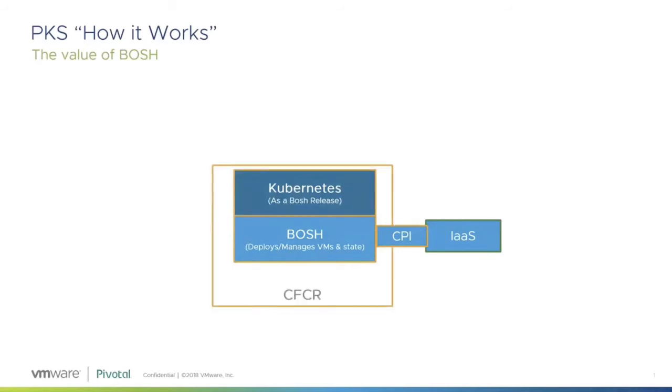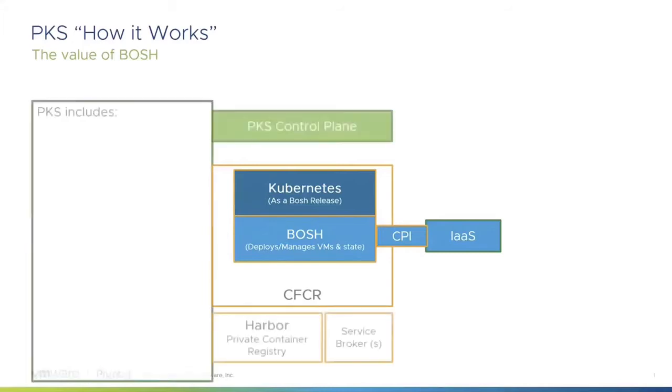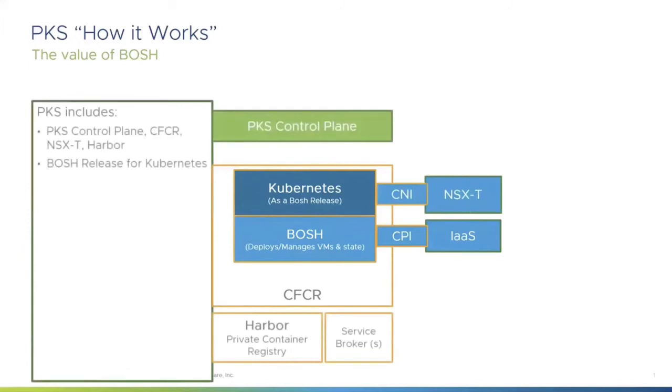Now, this is actually an open source project. All of the things in orange here are open source. CFCR stands for Cloud Foundry Container Runtime. So what about PKS? PKS contains the PKS control plane. It contains CFCR. It also contains private registry and these other things called service brokers. So it contains all this stuff when you purchase it, and I'll go through that in just a minute. It also includes the integration with NSX-T.